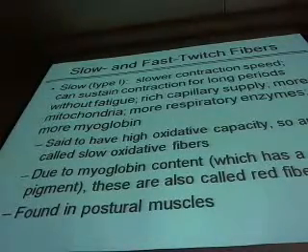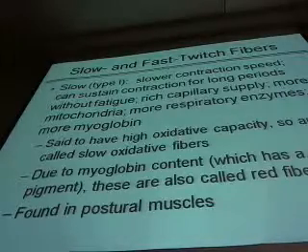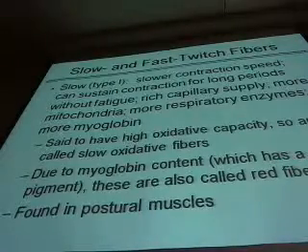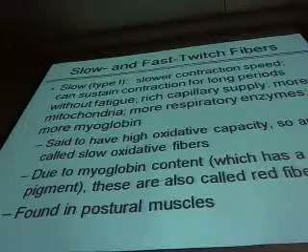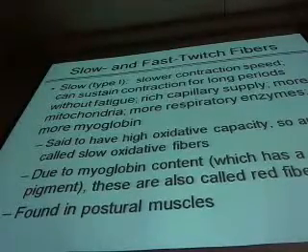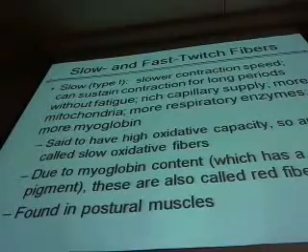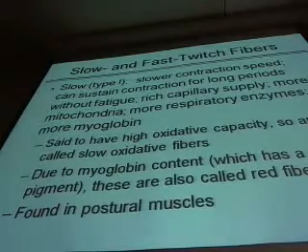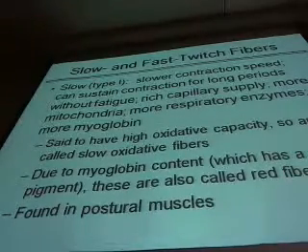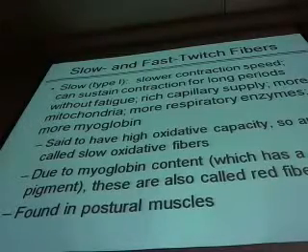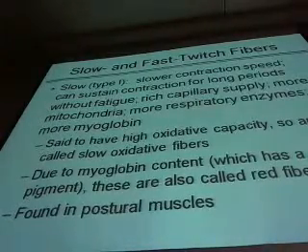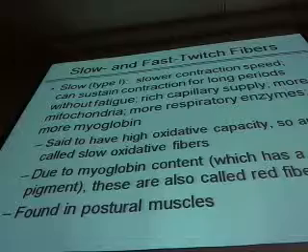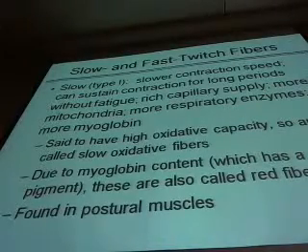Slow and fast twitch fibers. You have two different types, actually you have three different types of fibers. Slow has a slow contraction speed and can sustain the contraction for long periods without fatigue. Rich capillaries, good blood supply, more mitochondria to produce ATP, more respiratory enzymes, more myoglobin. It's something for a muscle that's used constantly, and it's a muscle you don't want to fatigue. And a lot of times you have no clue that these muscles are being used until something happens.